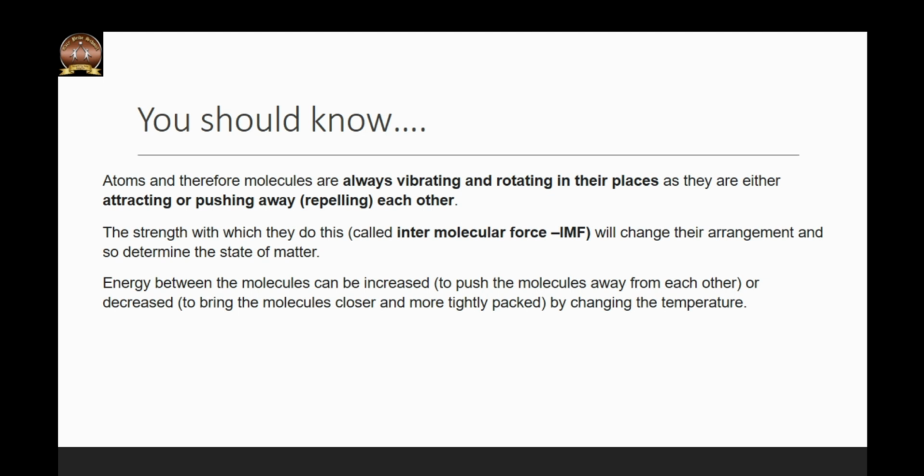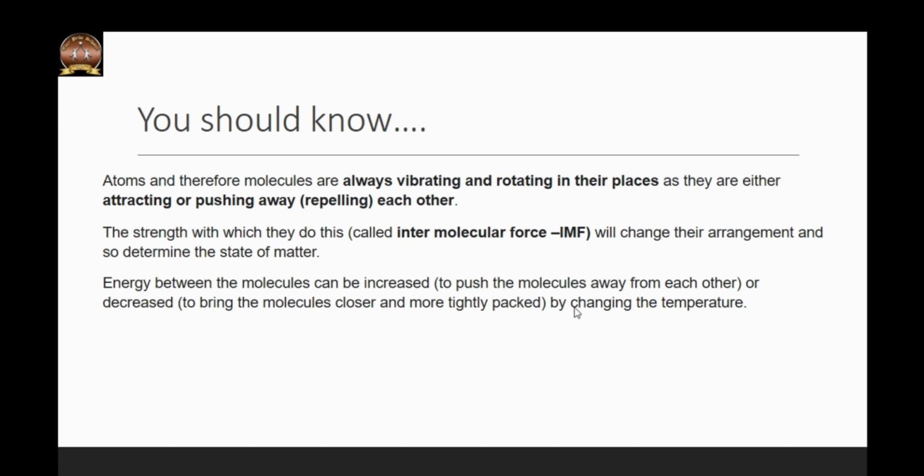The strength with which they do this, that is the intermolecular force, will change their arrangement and so determine the state of matter. Intermolecular forces of attraction become weaker as the molecules gain more energy and they start vibrating more vigorously. How do the molecules gain more energy? Well, they gain more energy when you provide them energy in the form of heat.